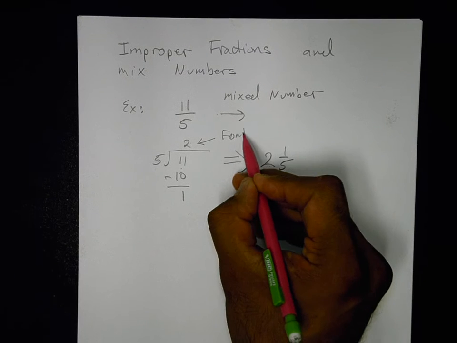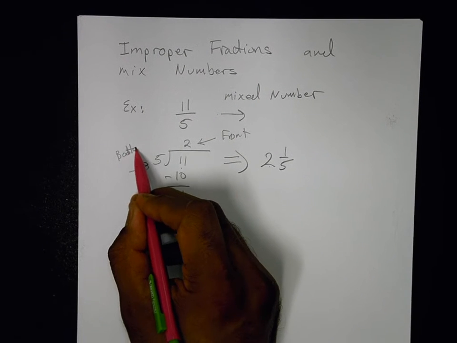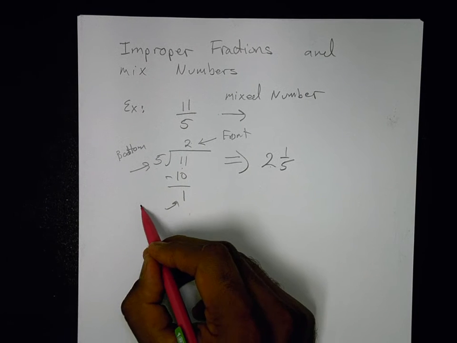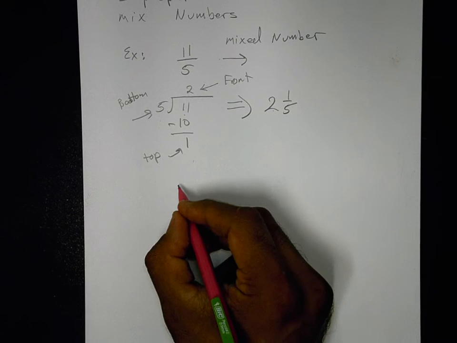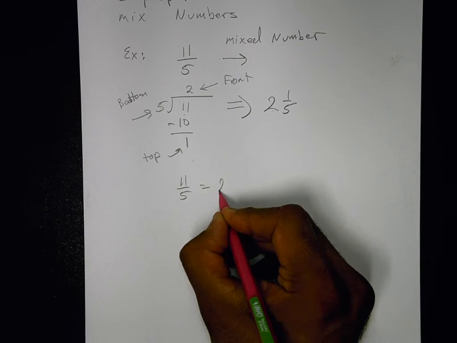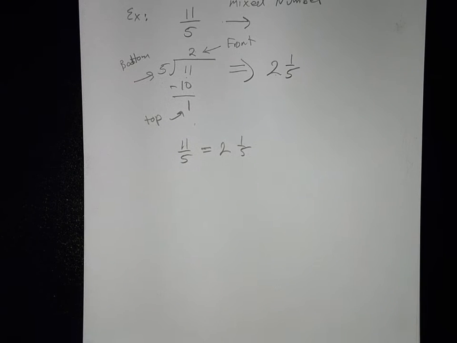To give it some simple terms, that's the front number, that's the bottom number, and that's the top number. These are not technical math terms, but they work pretty good. So what that basically means here is 11/5 is the same thing as 2 1/5. Depending on what you're doing, one version of it is better than the other. So let's do another one.